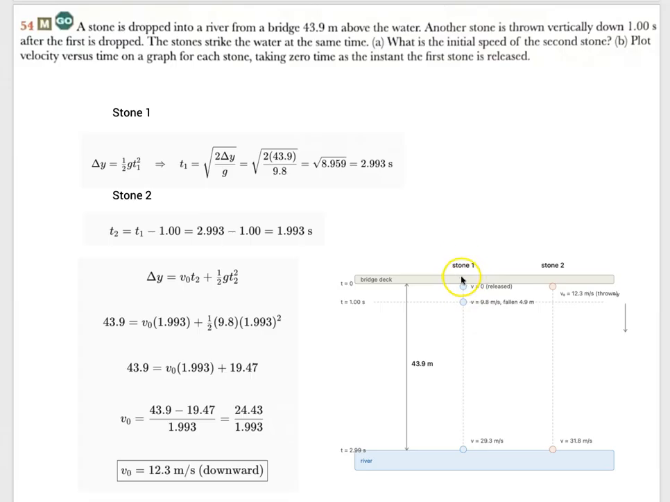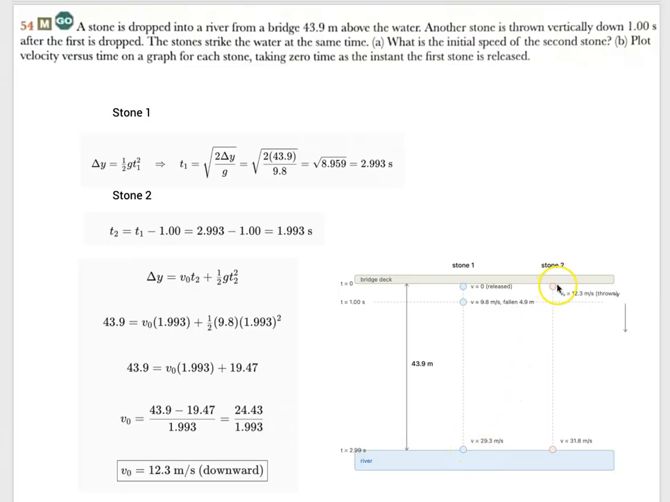going on. So stone 1 is released at rest, and we know that it's falling with an acceleration of 9.8 meters per second squared. So at 1 second, it's going 9.8, and then when it gets down to the bottom, we see that it takes almost 3 seconds for it to hit.